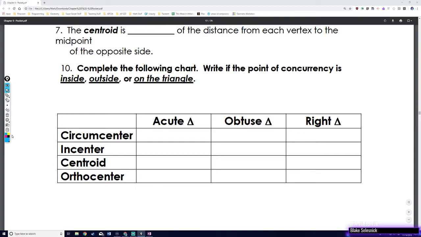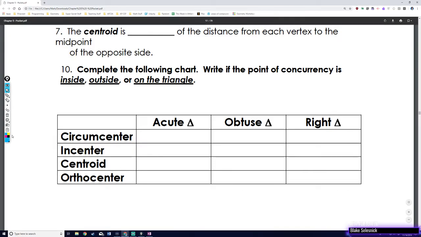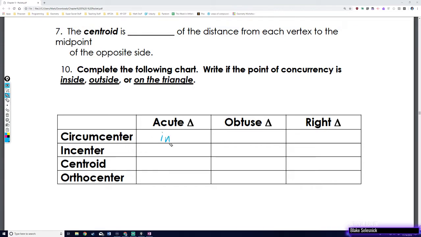Okay, so this should be pretty easy to fill out. Acute, obtuse, right? We know an acute triangle is going to be inside, regardless. We know that the incenter and centroid are going to be inside regardless, so lots of ins here. You got to know the ins and outs of this chapter. Okay, circumcenter, we know an acute triangle is in. If it's obtuse, it's on the outside. On the right triangle, it's on the triangle. And the same thing goes for an orthocenter. So if you want to match those up in your head, but those are free questions.